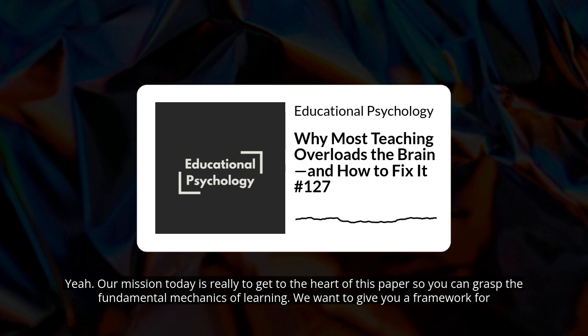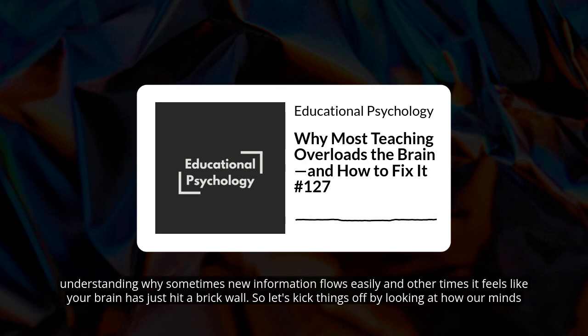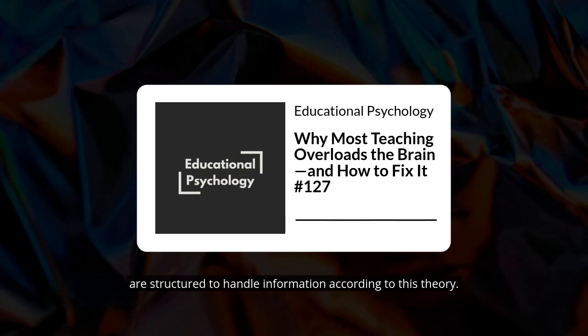We want to give you a framework for understanding why sometimes new information flows easily and other times it feels like your brain has just hit a brick wall. So let's kick things off by looking at how our minds are structured to handle information, according to this theory.